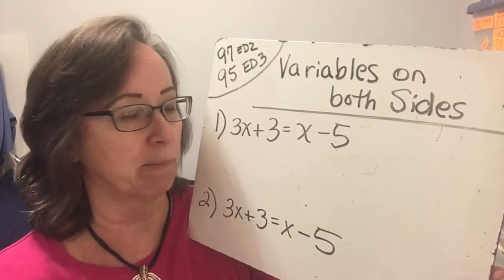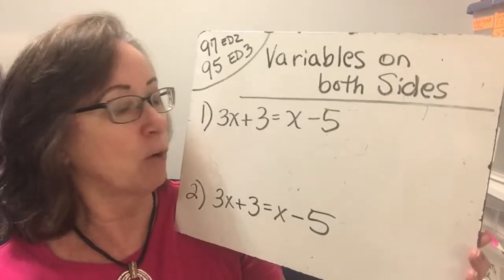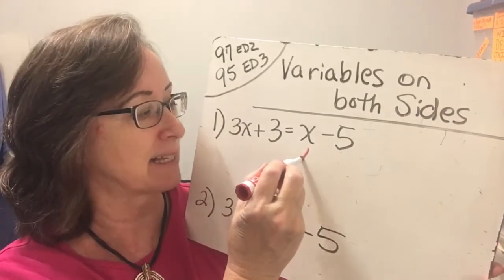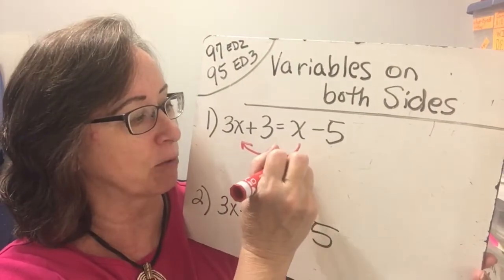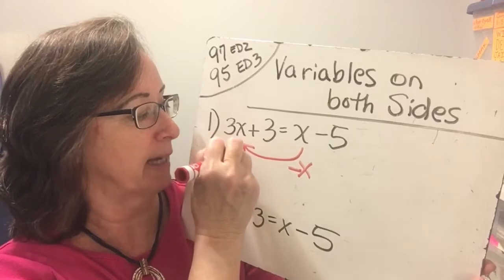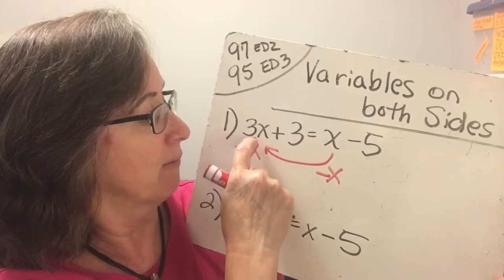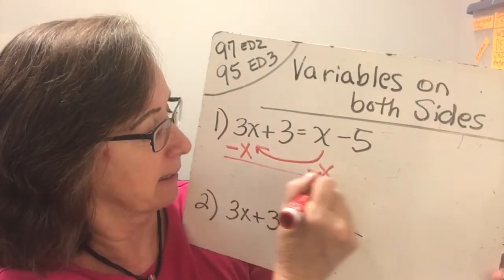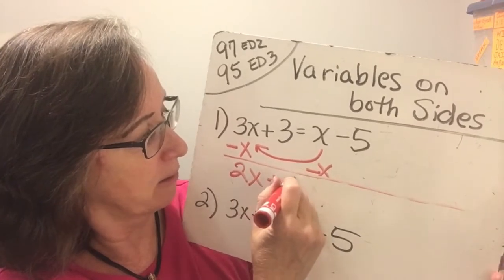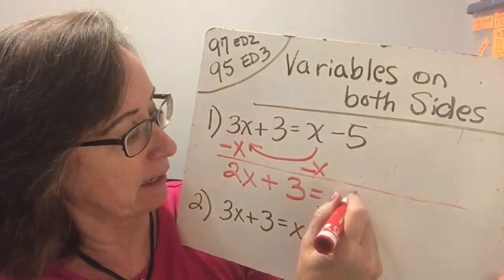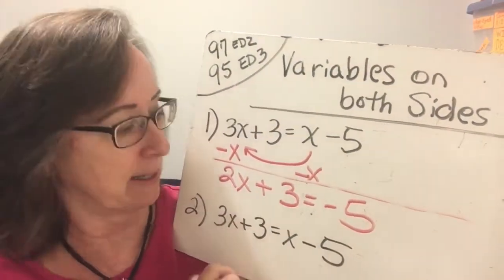So in the first problem, we're going to move this x over here. The way we're going to do that is we're going to subtract an x and subtract an x on the other side. When we do that, we have 3x minus an x gives me a 2x plus 3 equals negative 5. Okay, so now we're used to seeing problems that are like this.